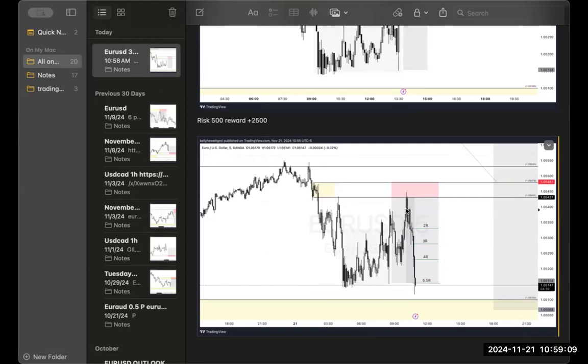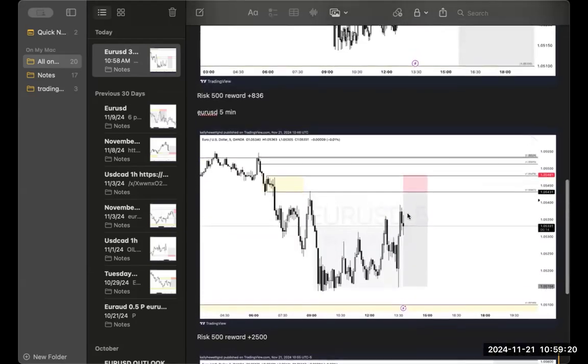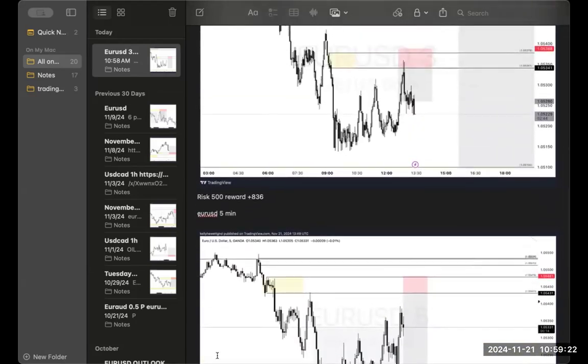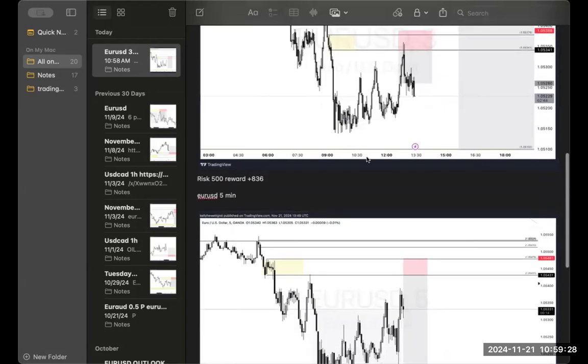So sometimes if you're free, you could just take a peek at the chart at 10 and see if there's anything. And it only takes a few minutes to identify these setups, right?